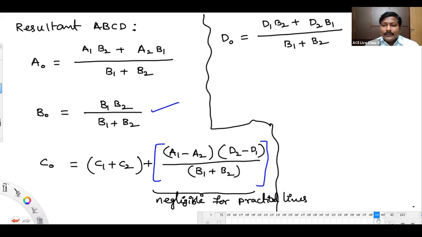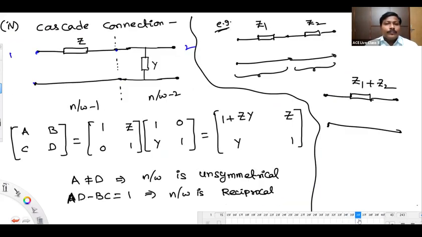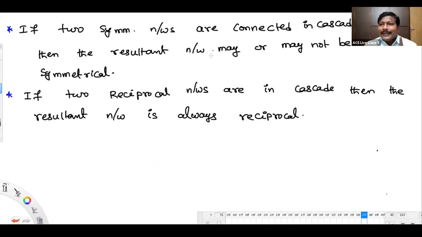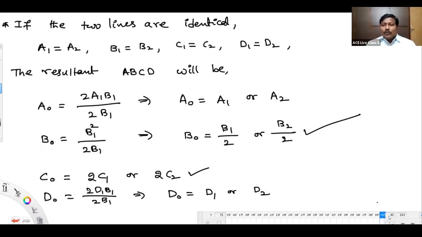See this. Earlier in the cascade connection we discussed one comment. I am going to that slide to show it. What you have written here in cascade connection: if two symmetrical networks are connected in cascade, the resultant network may or may not be symmetrical. Now you tell me, if two symmetrical networks are in parallel, how is the resultant?